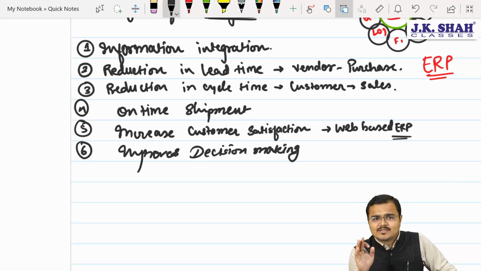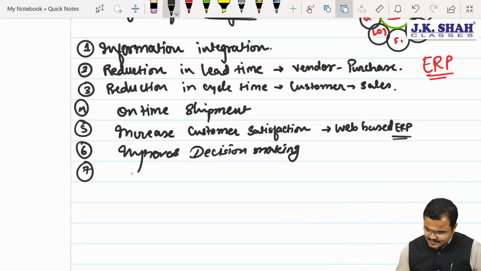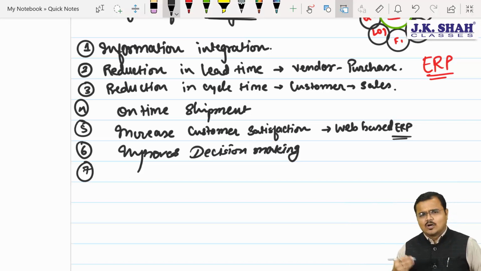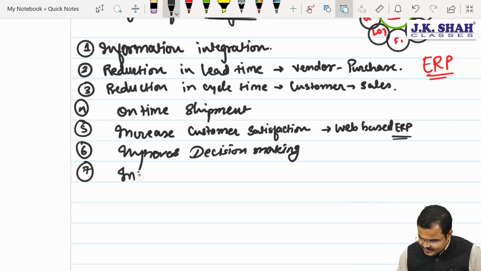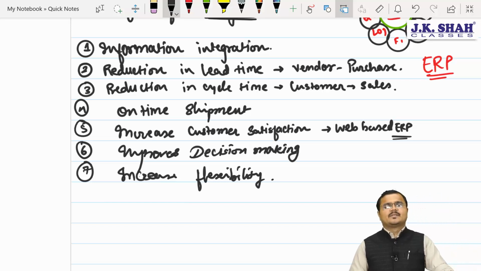Am I very clear to all my dear chartered accountants? Sir, definitely, 110%. Last point, people, which I would like to also cover over here: it enhances, or it increases, the flexibility. Now, chartered, the ERP system, it's purely what?